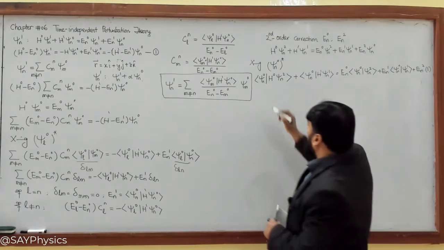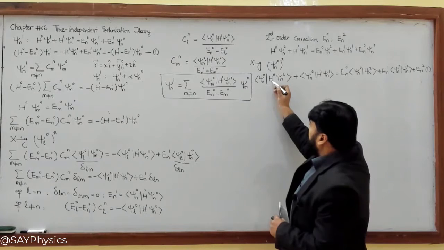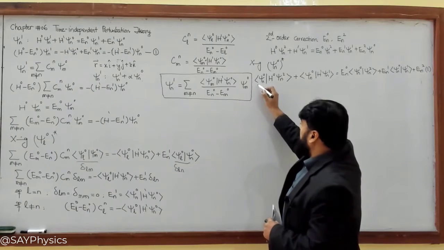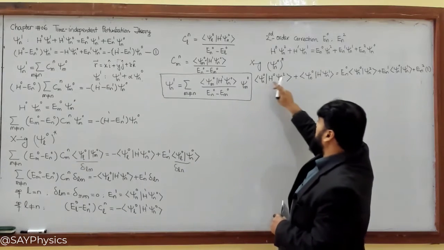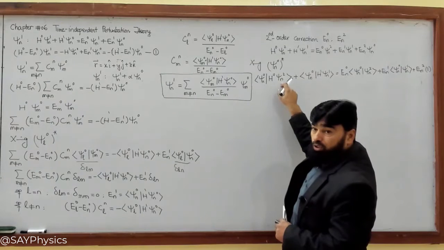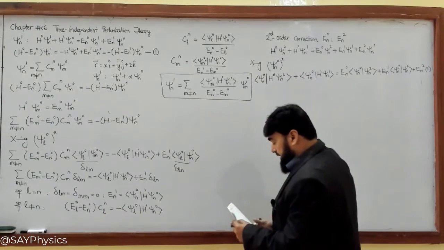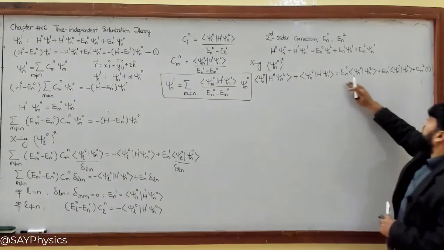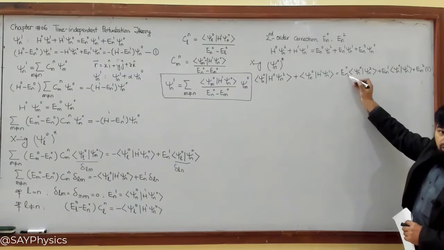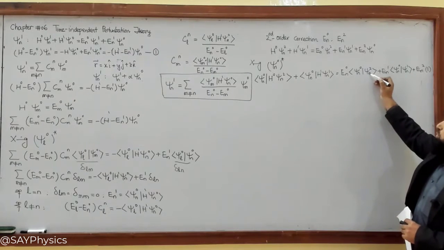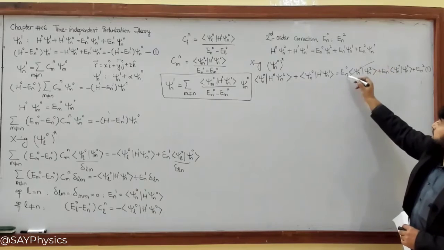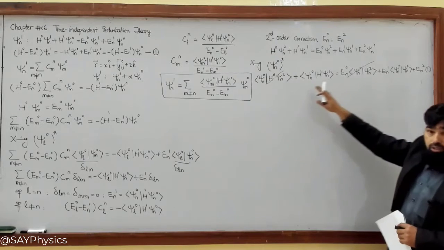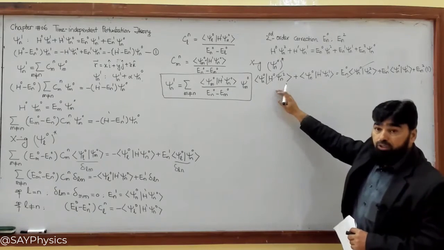Now what about this one? I can write this one as H0 psi n0, and it will become En0 psi n0 into psi n2, psi n0 with psi n2. Keep this in mind. Come here. It will become En0 and psi n0 psi n2. So this one and this one are cancelling, like previously. Got it? If it's not clear, let me repeat.